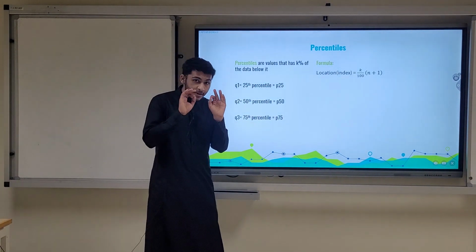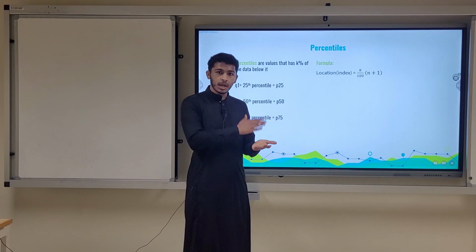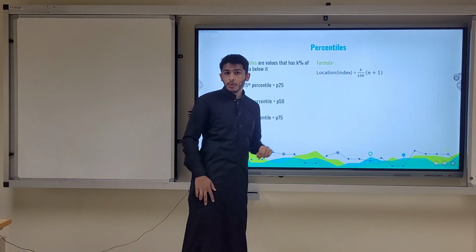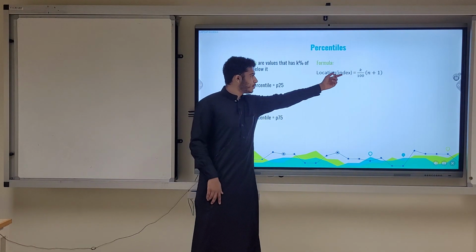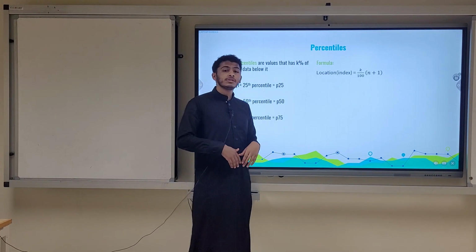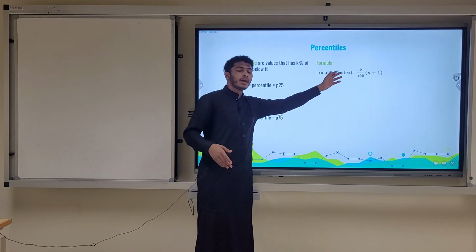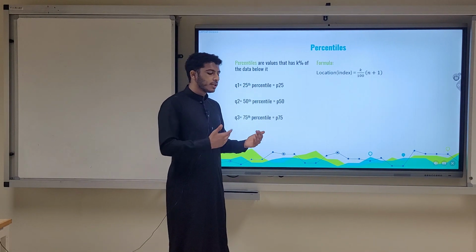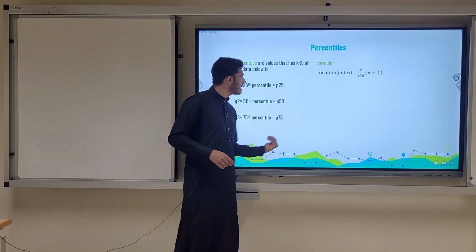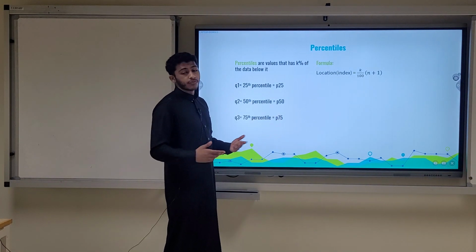So if you want the point in your data that has 20% of the data below it, you substitute here by 20 and you get the location. If you want, for example, the 43rd percentile, you just plug in here 43 and you're going to get the value that has 43% of the data below it, and so on for the rest of the numbers. You can even go to fractions also.